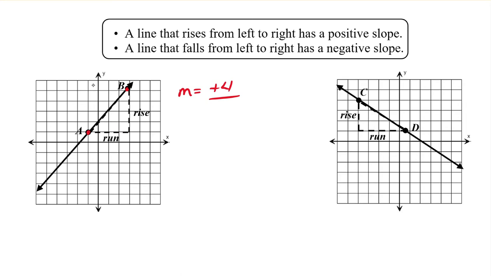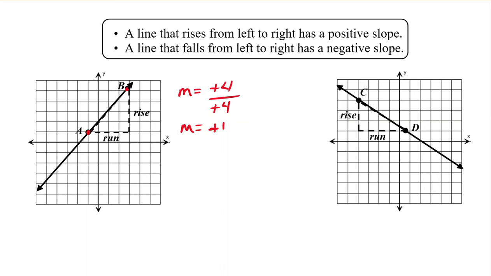And our run is 1, 2, 3, 4. So over 4, positive 4. So that's just going to be positive 1. Our slope is positive here. We're going up 1 over 1 every single time. So if you look at this line, we go up 1 over 1, up 1 over 1, up 1 over 1, up 1 over 1 to get to our second point.